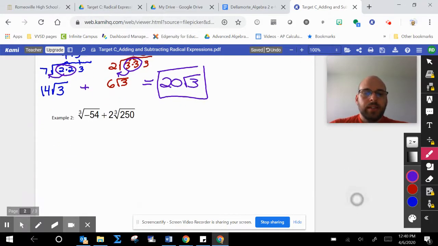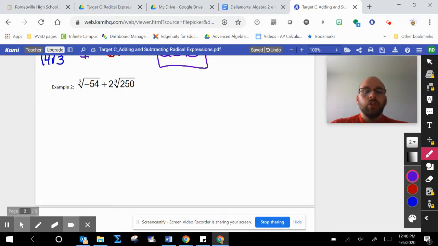Okay, let's go to example 2. So I have the cube roots. So instead of square roots, I'm dealing with cube roots. We're going to go about this the same way. And I put in a little extra twist on this.